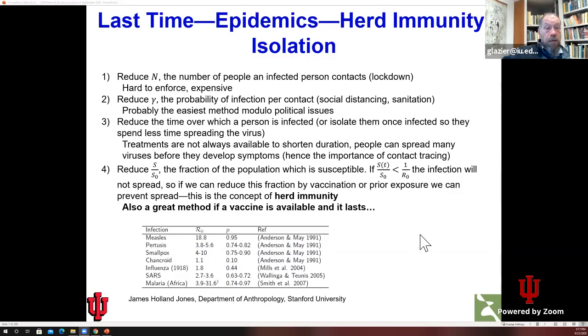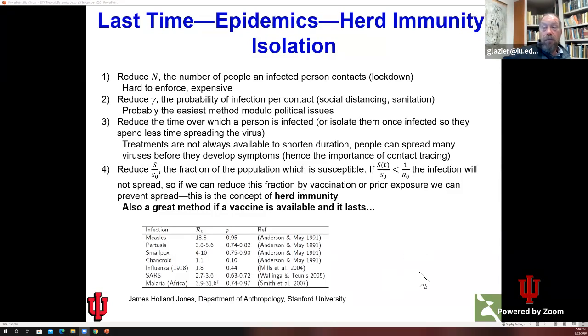And we talked a little bit about strategies, and there was a nice paper that someone sent around talking about some of those strategies: reducing the number of people that you contact when you're infected, reducing the probability of infection per contact by wearing a mask or other distancing, reducing the time over which somebody's infectious. That's one way to do that, is to get better sooner. Another way to do that is to quarantine people when they're sick. And then classically vaccination to reduce the fraction of the population that's susceptible in the first place.